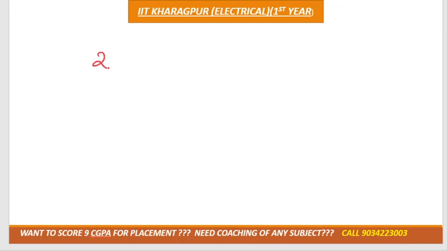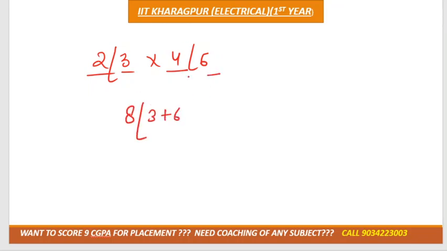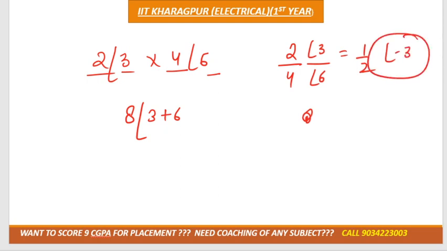So basically that was the complex number. I want to say if I multiply 2 multiplied by 3, 4 multiplied by 6, 2 multiplied by 4 is 8, and the angle would be added, 3 plus 6. If I want to divide 2 by 4, the angle would be subtracted. So that would be 1 by 2, angle would be minus 3. Clear?